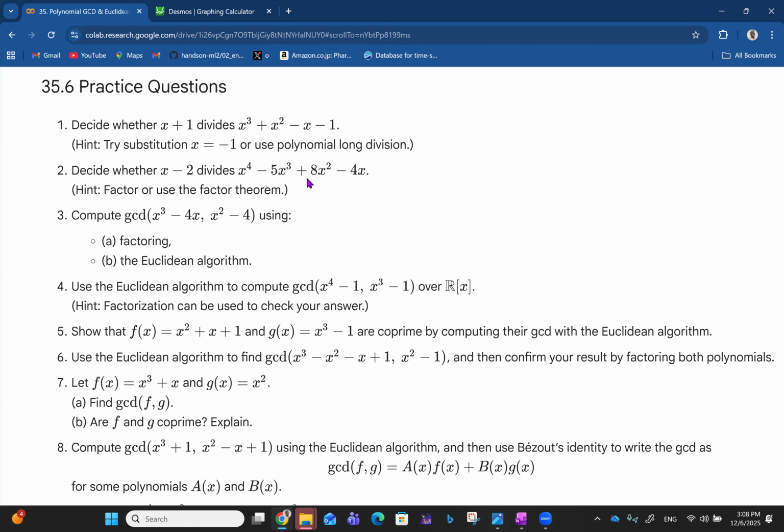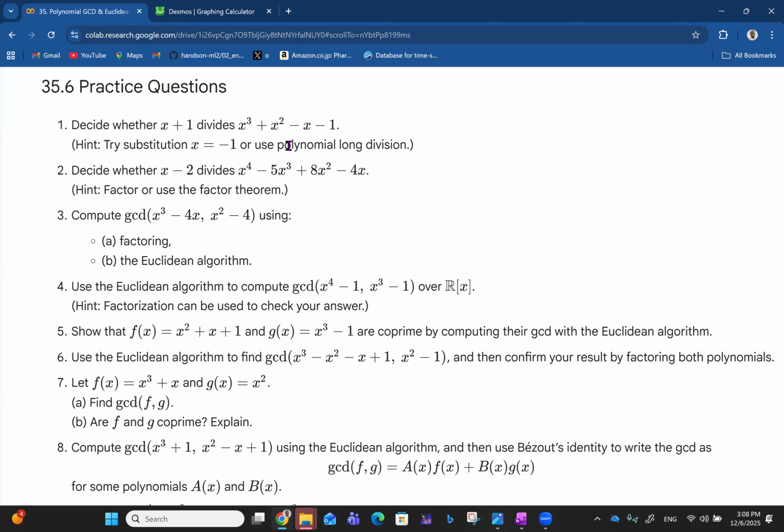Decide whether x minus 2 divides this. Factor or use the factor theorem. Of course, if you put 2 here and it gives you 0, then it means x minus 2 can divide. Then you can factor. You can do long division, and you get a cubic expression, which can factor again to get other quotients.